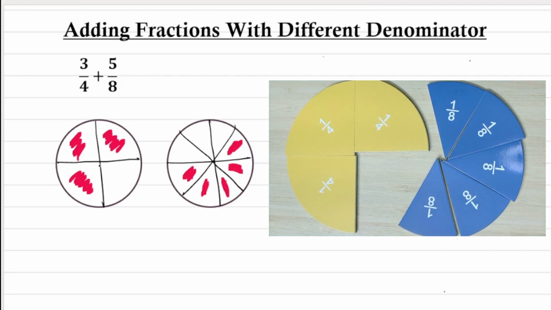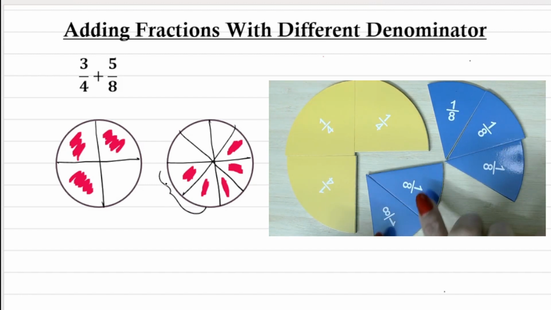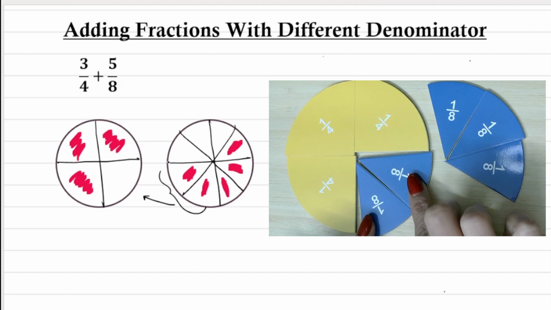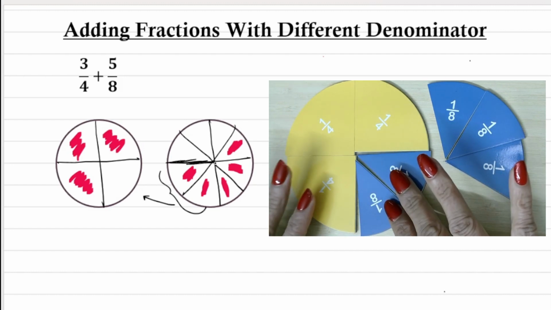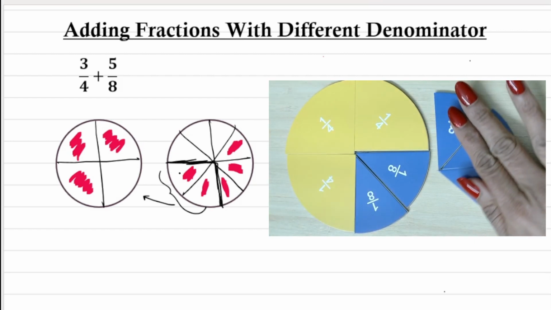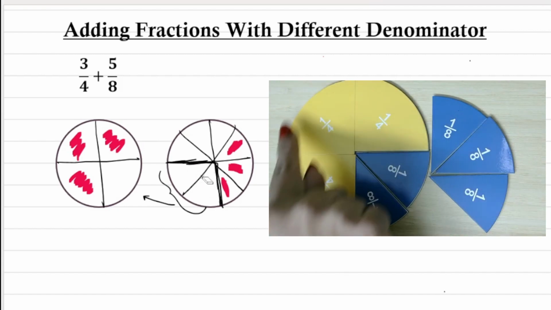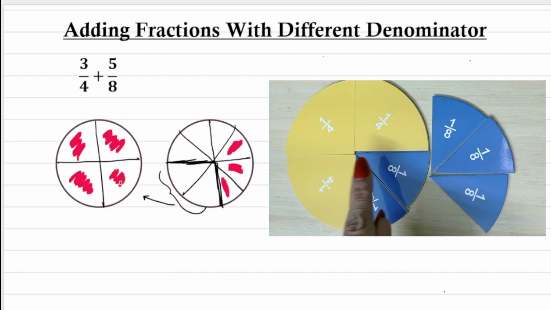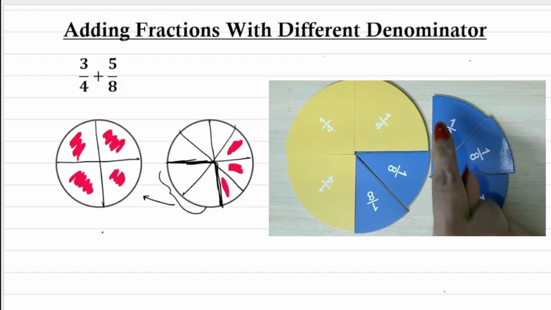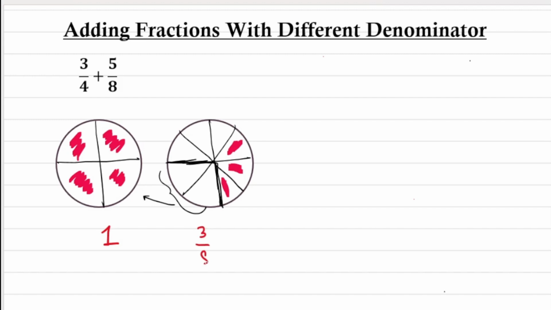Now when I'm combining these 3/4 and 5/8, I can easily shift these two parts over here, because this part, which is 2/8, is actually 1/4. So I can shift these two parts, meaning 2/8, to this side. In return I will get 1 whole, and over here I will get 3/8. So my answer for 3/4 plus 5/8 is 1 and 3/8.